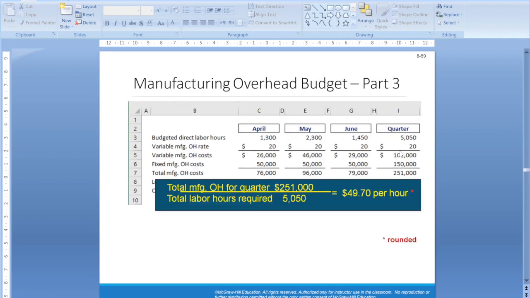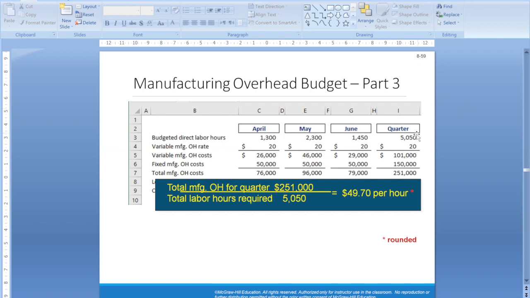We need something called the manufacturing overhead rate. We need to calculate the manufacturing overhead rate in order to use it later on.